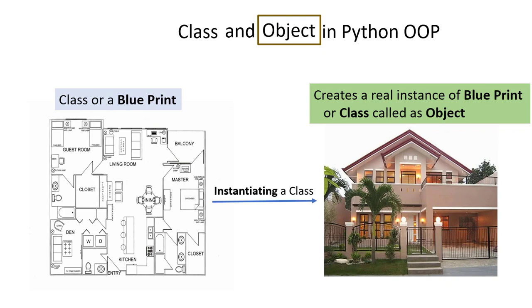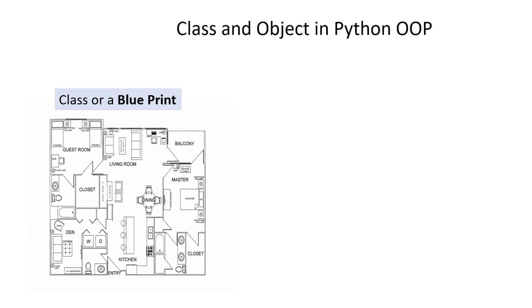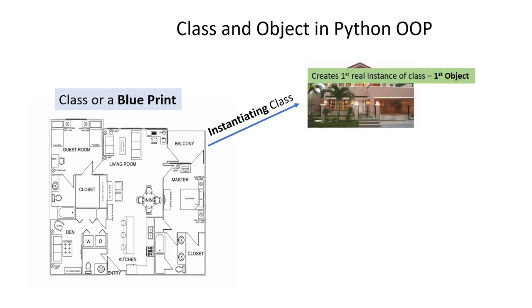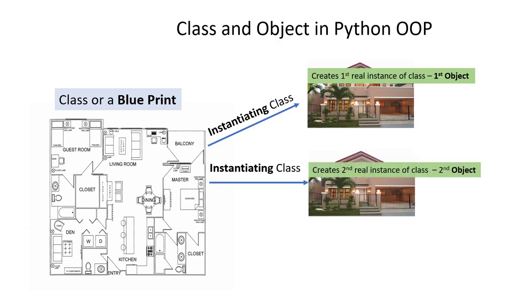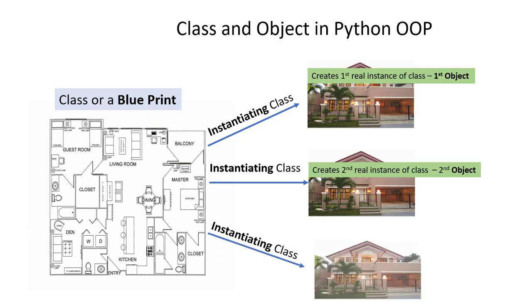Can we instantiate a single class multiple times? If yes, what's going to happen? Let's have a look at it. Let's say we have the same class and we instantiate it for the first time, and we can see that the first real instance of the class is created, which is nothing but the first object of the class. Let's say we re-instantiate the class. That creates the second real instance of the class, which is the second object of the same class. Now again, if we instantiate, it's going to create the third instance or the third object of the class. Thus, a single class can be instantiated multiple times to create multiple instances of the same class.